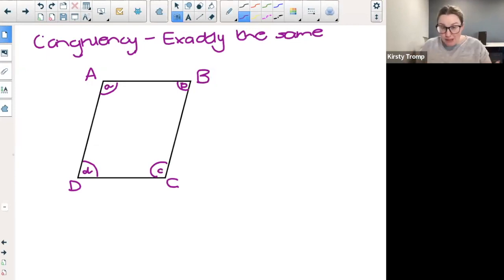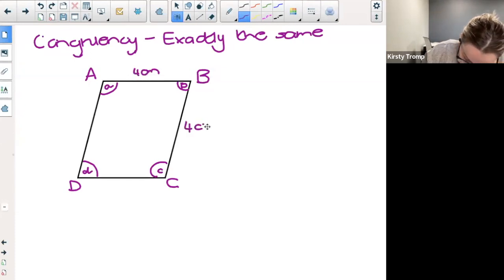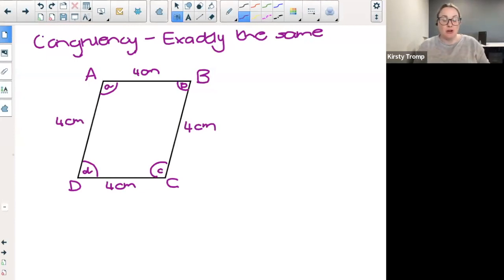Because this is a rhombus, what does that mean? It means that all the sides are equal. Okay, so all the sides are equal. So in my rhombus, I'm going to say that this is 4 centimeters, this is 4 centimeters, this is 4 centimeters, and this is 4 centimeters. So there is my original shape, rhombus ABCD, okay? All the sides are 4 centimeters. I've got the angles labeled, and now we're going to go and have a look.